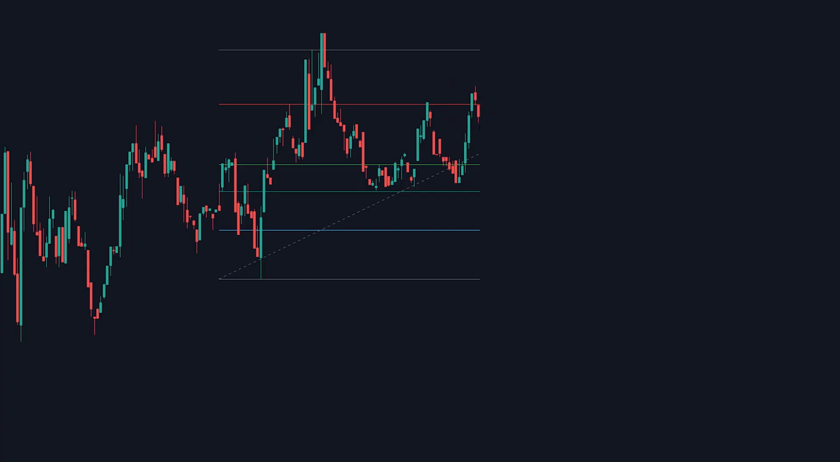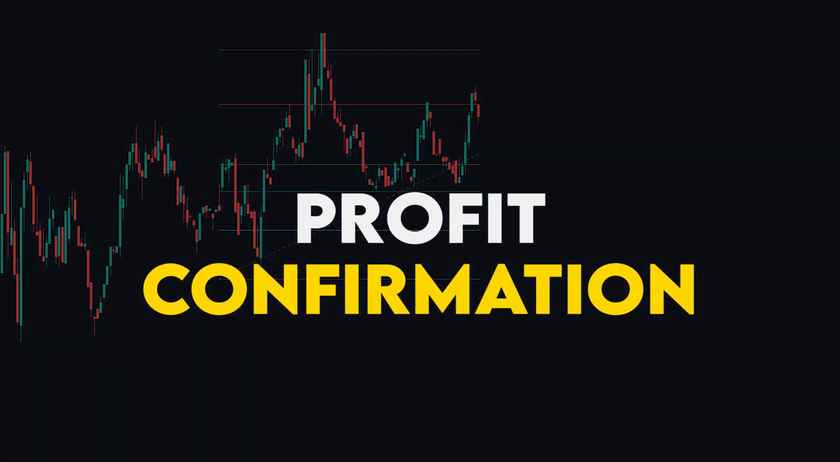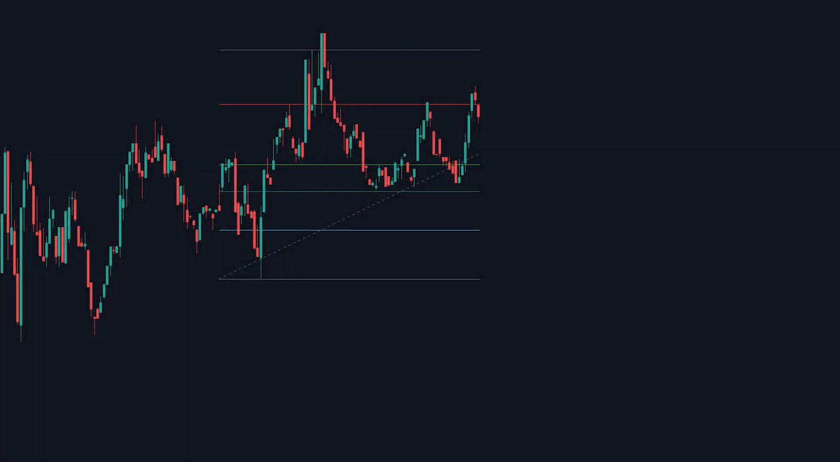So now that we are for sure in the trade, I should also mention that you should be selling a percentage of your trade for each level that gets hit. The important rule is get the profit confirmation. It's a very important rule and it's critical to become a profitable trader.